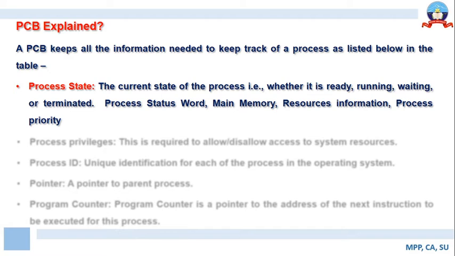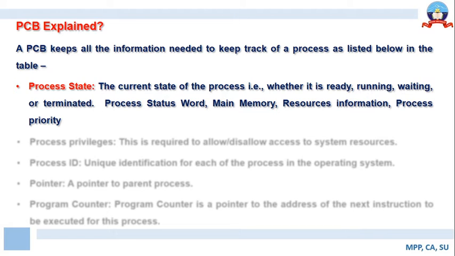The current state of the process may be new, ready, running, or in a waiting state, or eventually it may also be in a terminated state. So process state basically keeps track of the state of the process, whether it is in ready state, running state, waiting state or terminated state.